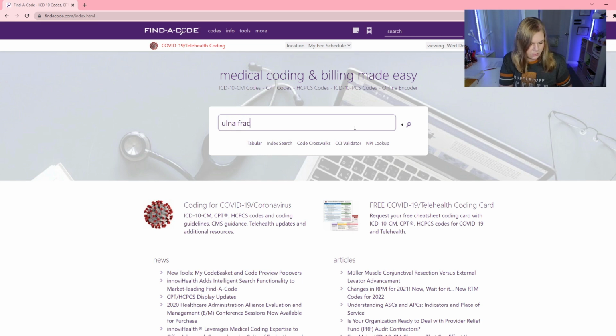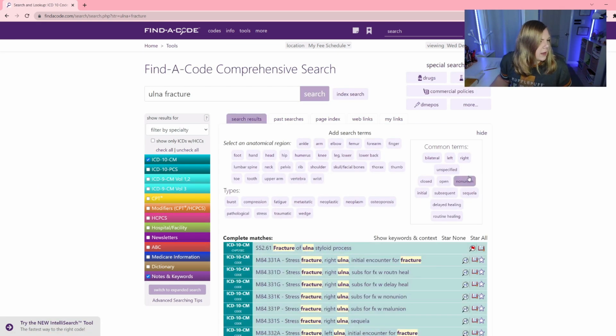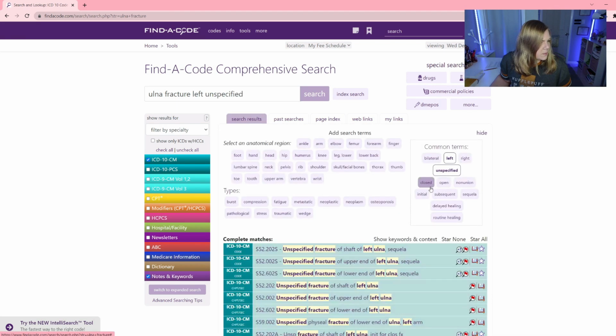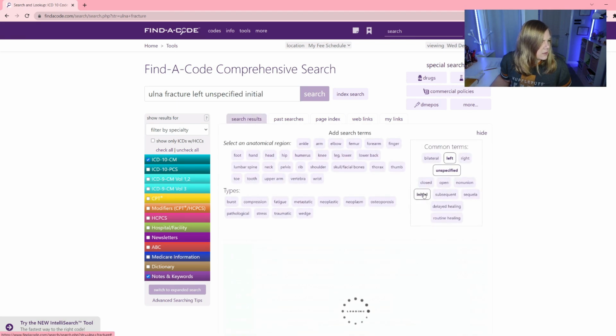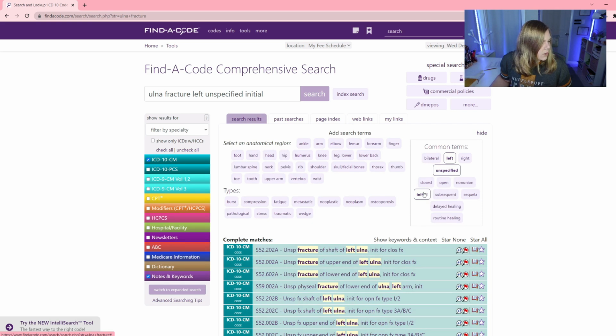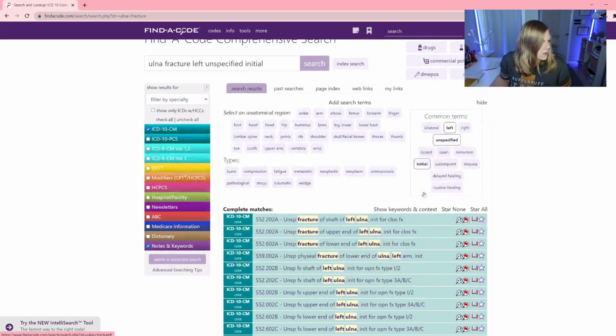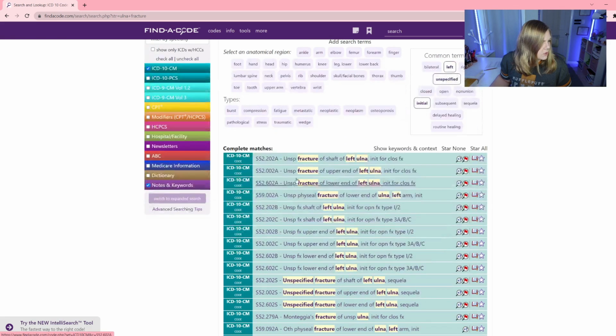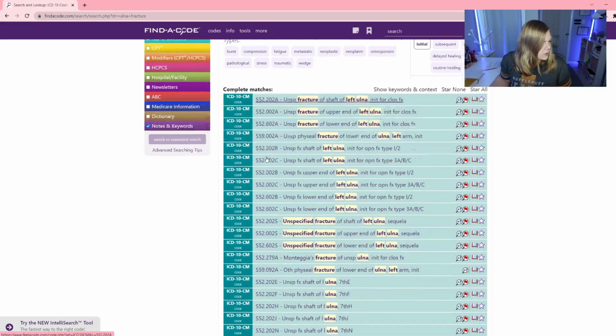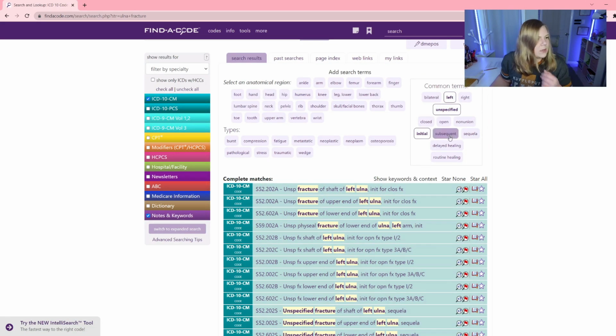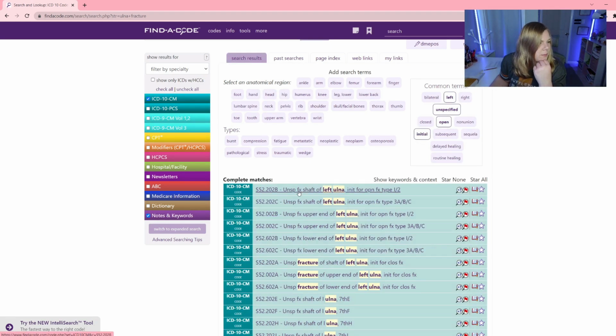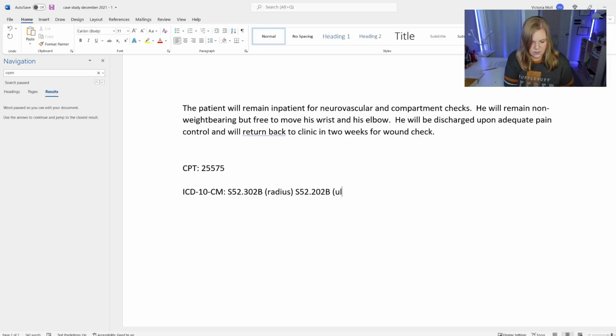So ulna fracture, and we go to left, unspecified, it's initial, and we can see here S52.202A, so it is getting us to the right kind of section. S52.202, and this would be open. Yep, there we go, S52.202B. So Find a Code would have gotten us to the exact same code, maybe even a little faster because we wouldn't have had to flip through the pages. So that's our code for the ulna.